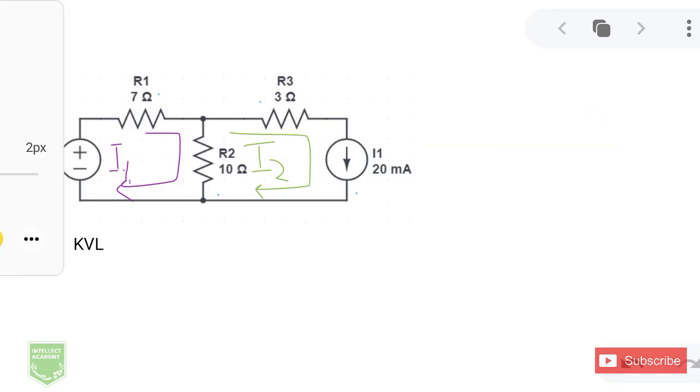So for my loop 1, this is going to be my loop 1, I'm going to write the KVL equation, and I'm going to start with the source voltage. This is a 5-volt battery, and you can see that the current is moving from the negative potential to the positive potential. I'm going to put a plus sign with it. So this is a 5-volt battery.